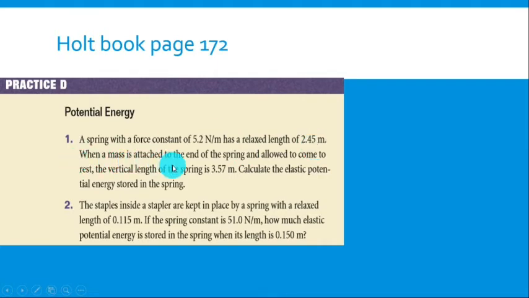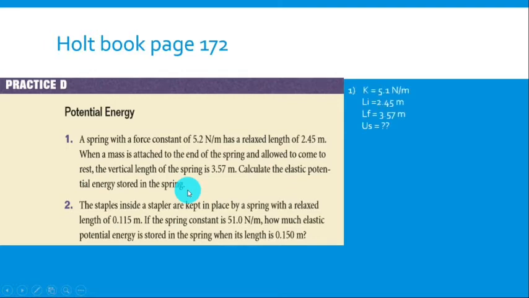When a mass is attached to the end of the spring and allowed to come to rest, the vertical length of the spring is 3.57 meter. Look, the spring was 2.45 meter. After I attach a mass to the spring, what happened to the length of it? It increased to 3.57. So here, are we stretching or compressing the spring? For sure, stretching because the length has increased, okay? Calculate the elastic potential energy stored in the spring.